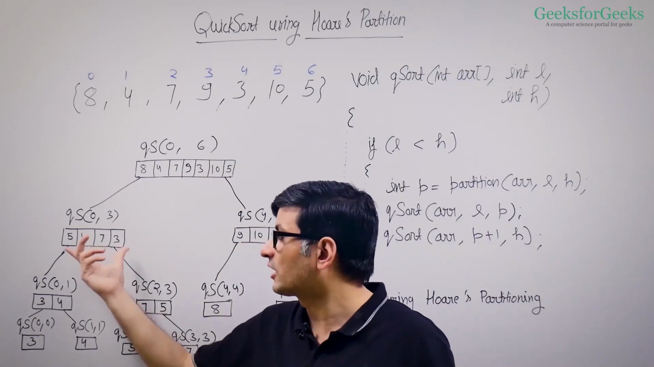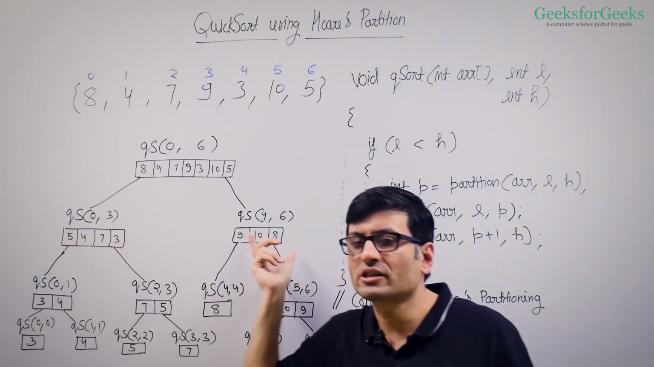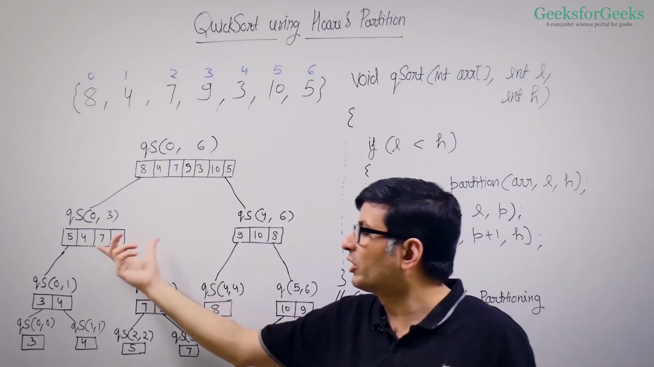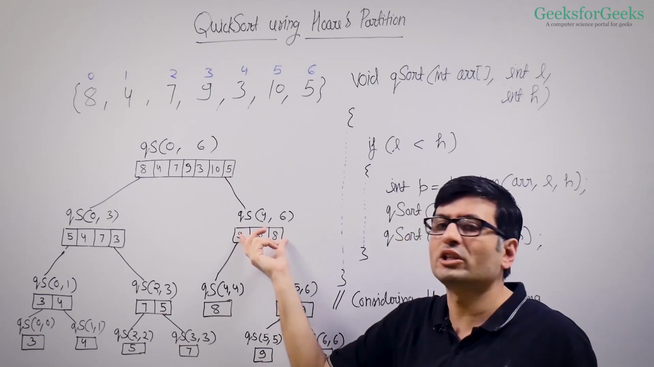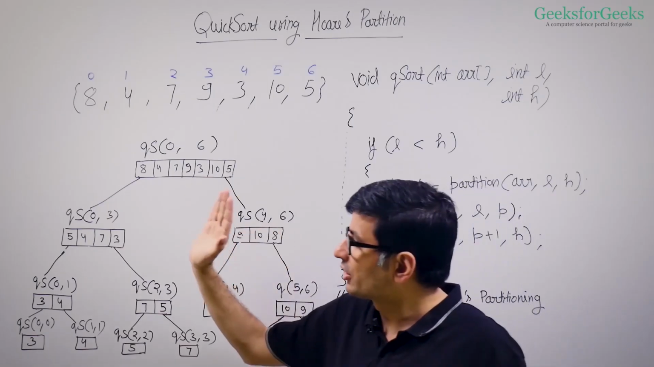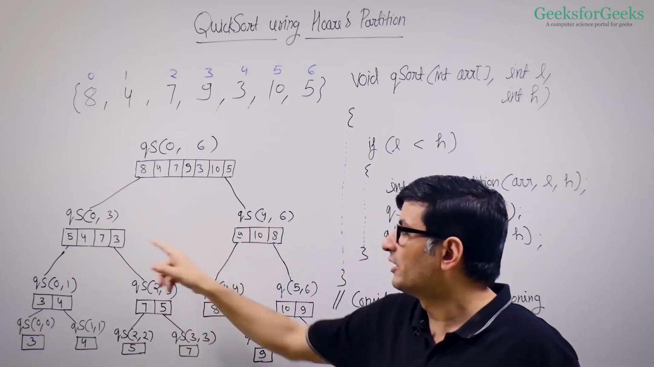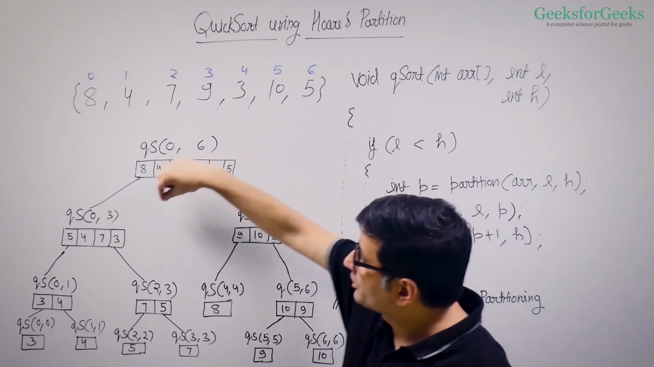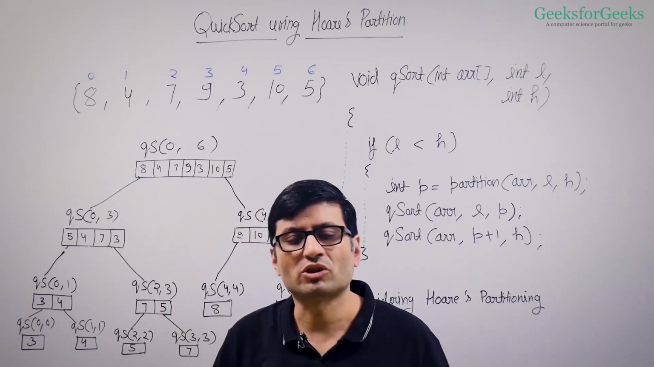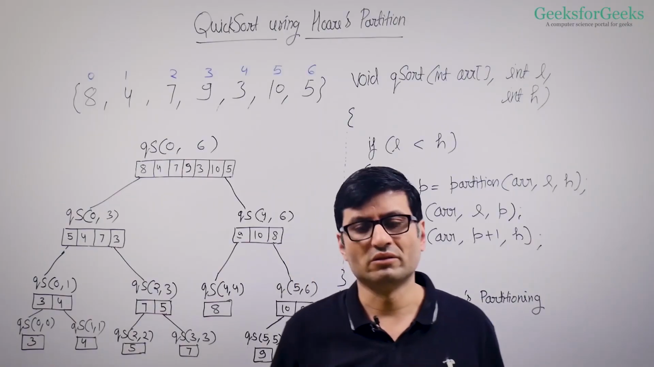If I sort this sub-array independently and this sub-array independently, it works because all these small elements are smaller than or equal to all these elements. So if they are sorted and they are sorted, there is no element which is going to be moved to this side and no element which is going to be moved to this side. So if they are sorted independently, you are done.